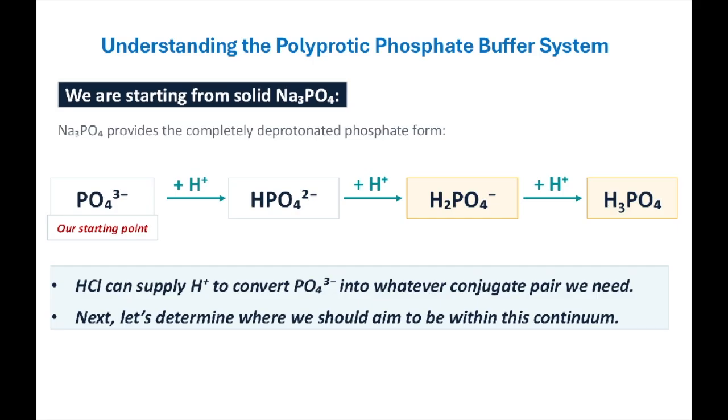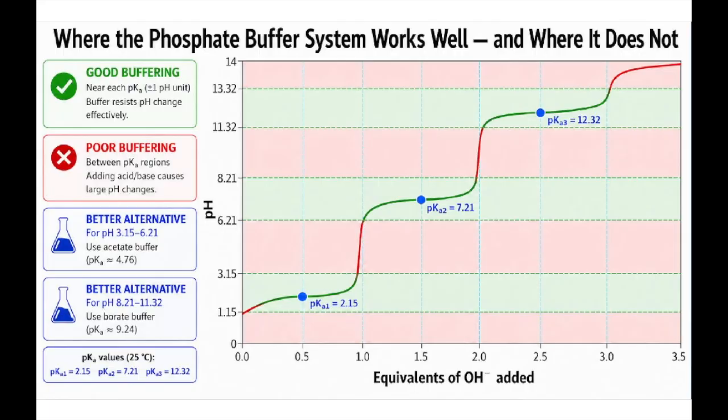So not only are we going to have to determine what the predominant acid and base are in this buffer system, but we're going to have to use the proper amount of our hydrochloric acid to stop in the proper space to get the proper buffer species.